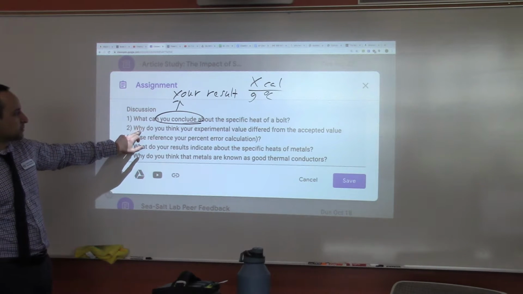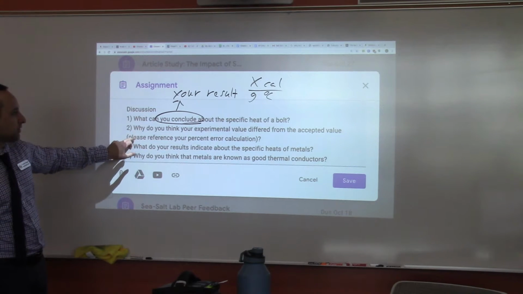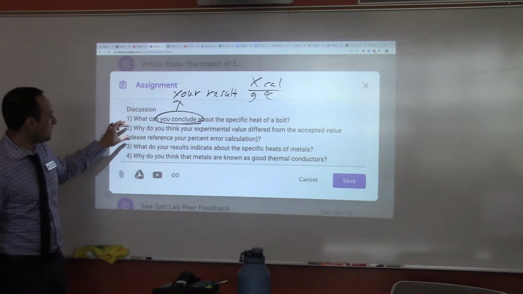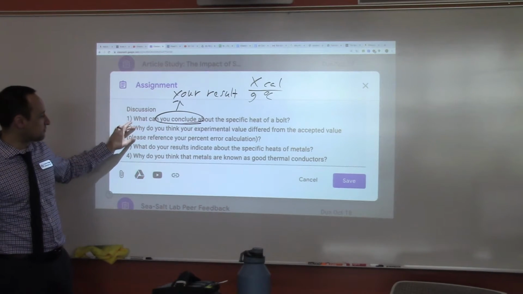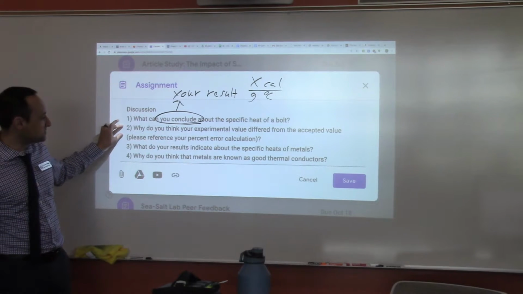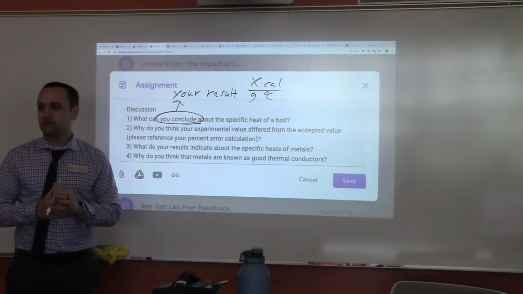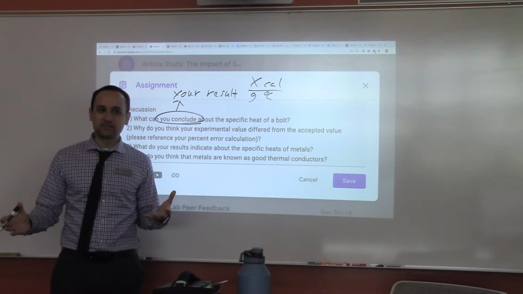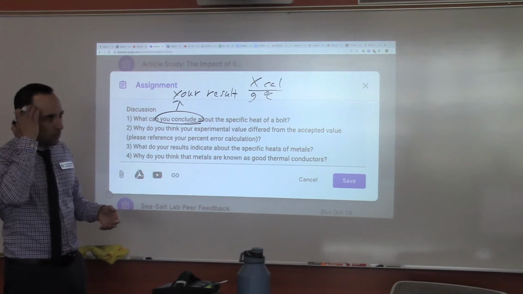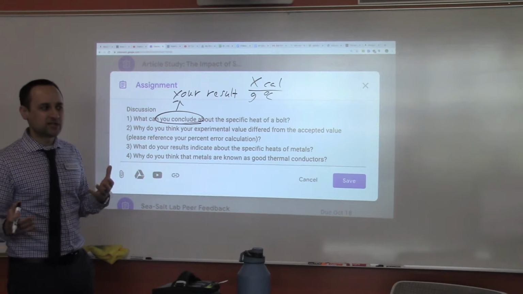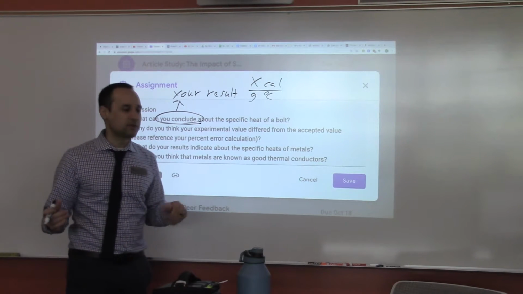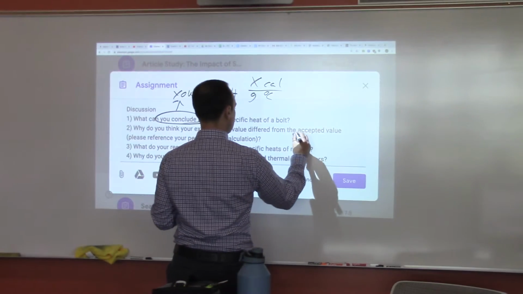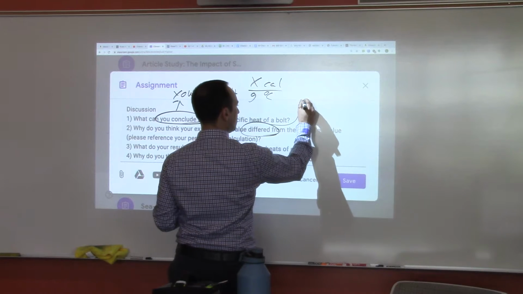Why do you think your experimental value differed from the accepted value? So reference your percent error calculation. This is what's formally called attribution of error. We're asking ourselves why our experimental value wasn't exactly the same as the accepted value. So what went wrong, or what wasn't ideal in our experimental setup? There were two different things, right? So why did it differ?